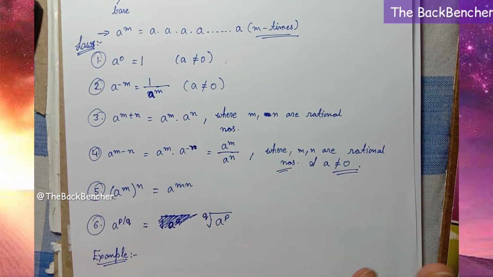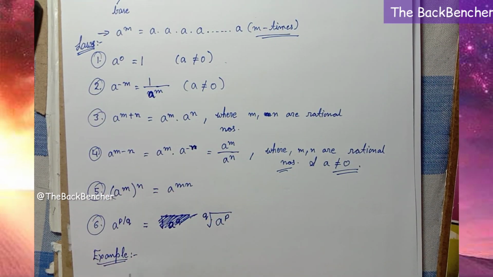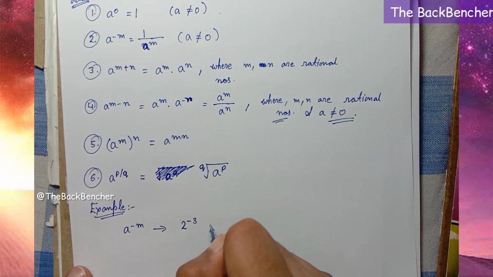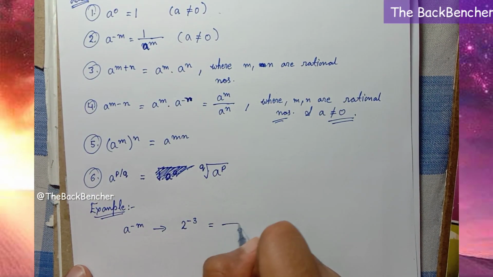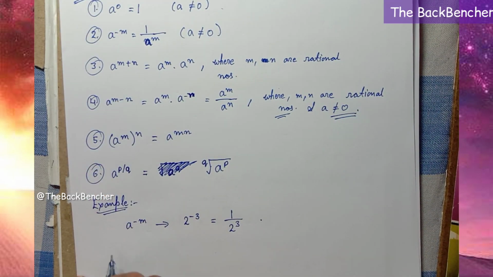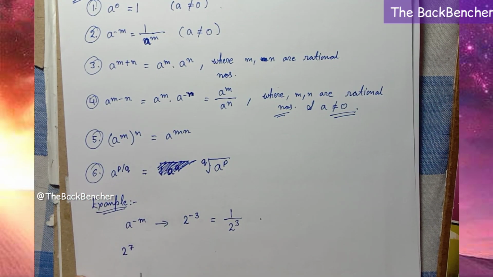So let's start with a to the power minus m. I will solve some equations on this. That is 2 to the power minus 3; you can take any number. So 2 to the minus 3 can be written as 1 upon 2 to the power 3. And the next is a to the power 0 is equal to 1. It can be done by any student, so I am not explaining it here.